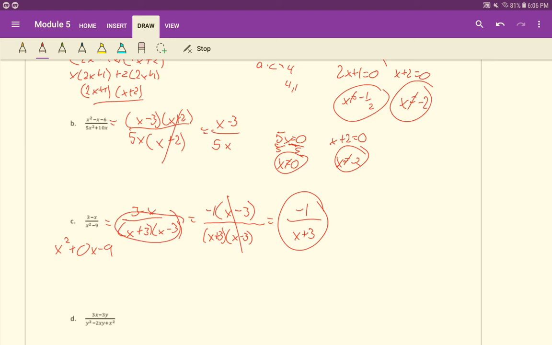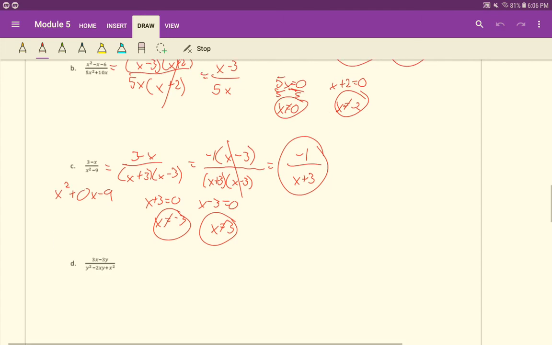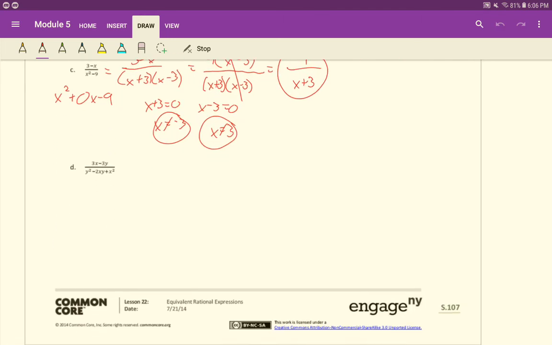Again, take your original denominator, set each of those factors equal to 0 to find the x values that would cause us to divide by 0. So subtract 3 on both sides, you get x equals negative 3. And here, add 3 on both sides, you get x equals 3. So again, for these, we don't want x to be those values. Okay? All right. Last one here.